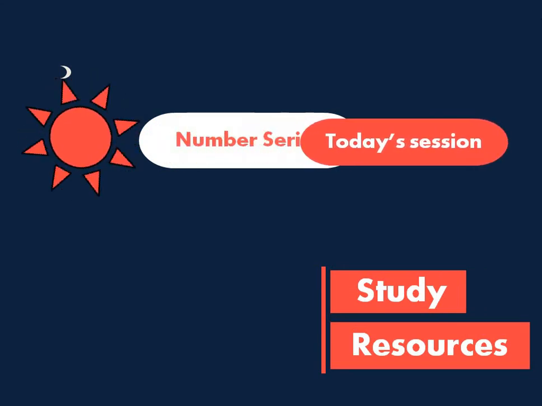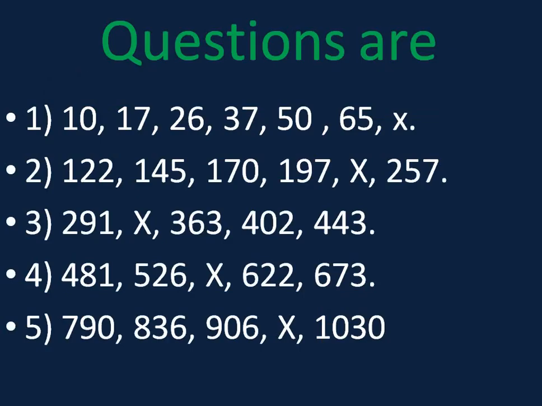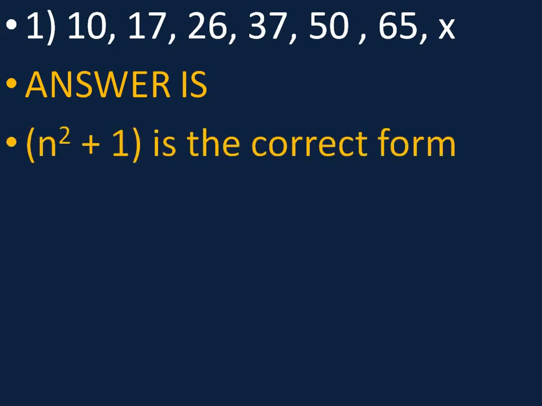So in this session, we learn different patterns of the number series from the level of easy to difficult. So here is the first question: 10, 17, 26, 37, 50, 65, and we have to find the number after 65, that is x. The answer for this question is n square plus 1, the correct form to get the answer.